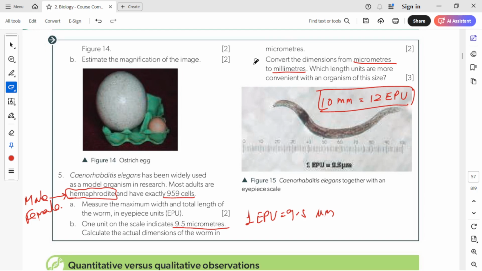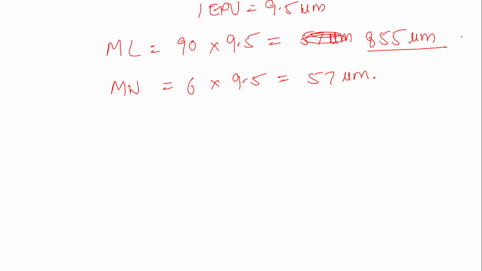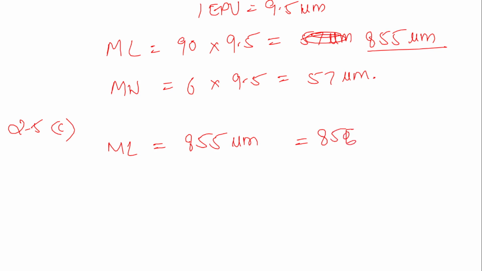And now let's see question number 5 C. Convert the dimensions from micrometers to millimeters. Now again we have to convert them from micrometers to millimeters. So to convert micrometers into millimeters, we have to divide them by 1000. So question number 5 part C. The maximum length was 855 micrometers. So to convert it into millimeters, we will divide 855 by 1000.